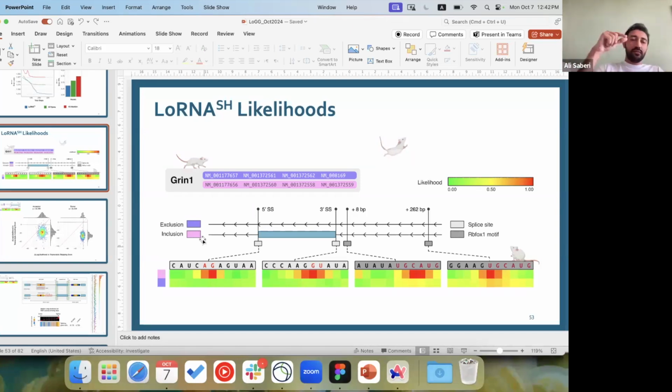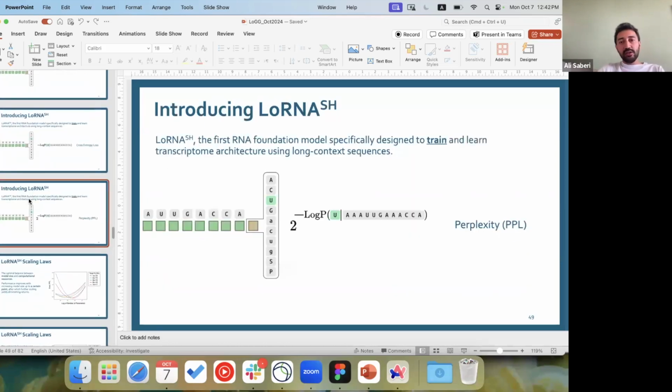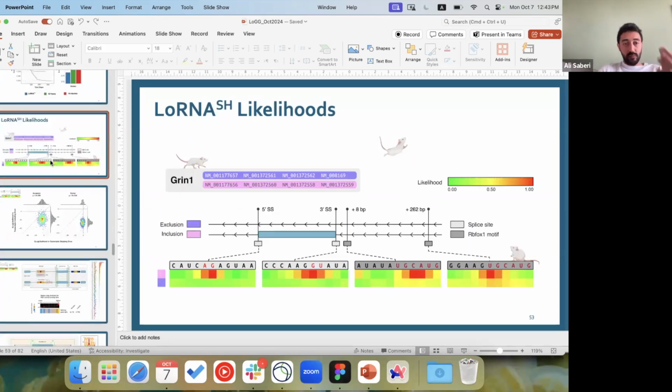There are some other causal models that just look at the entire input sequence, and as I explained here, they just look at the likelihood of the correct token. But the thing that we've done here is to perform the mutation and let this effect propagate throughout all of the sequence, and then calculate the whole isoform likelihood.